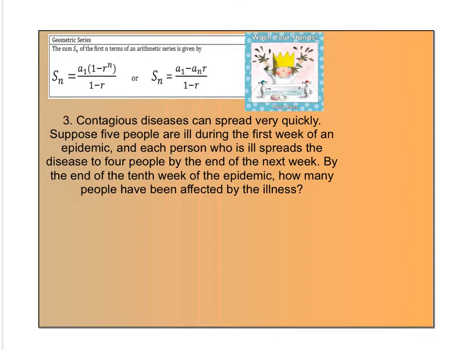So take a look here. Contagious diseases can spread very quickly. Yes, they can. Suppose 5 people are ill during the first week of an epidemic. And after that, each of those people spread it to 4 people. By the 10th week of the epidemic, how many people are affected by the illness?